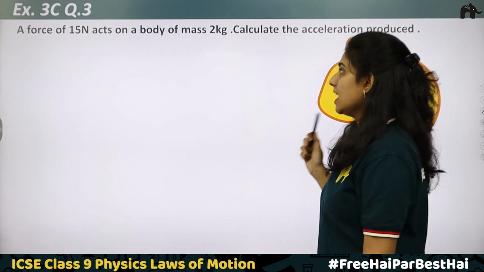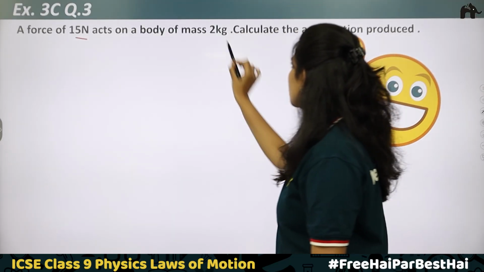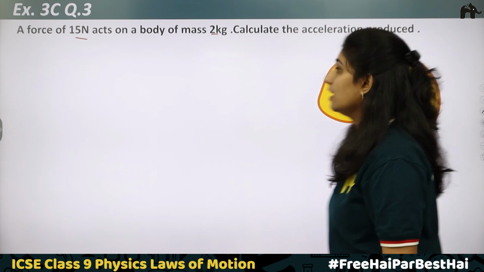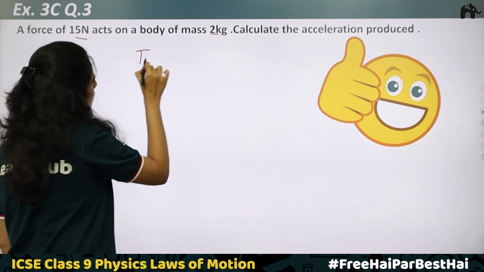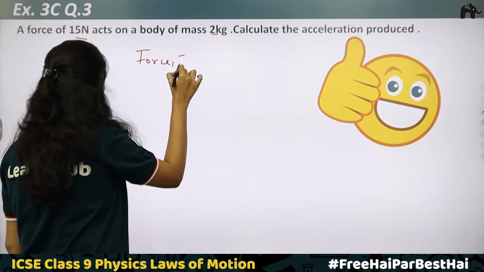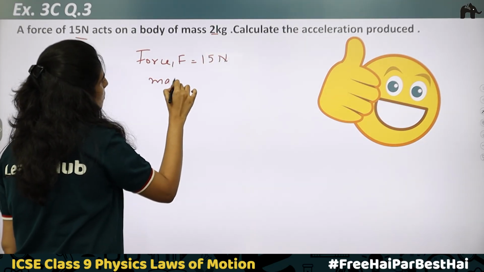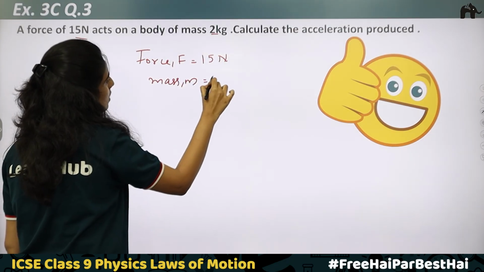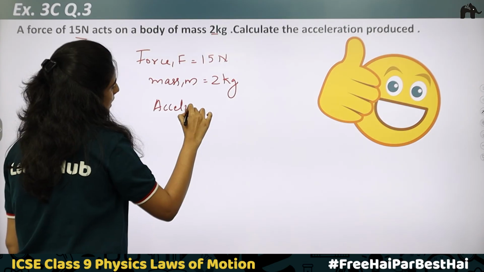Question 3 of exercise 3C. A force of 15 Newton acts on a body of mass 2 kg. Calculate acceleration produced. Here we are given the force. Force F is equal to 15 Newton. Mass of the body is given. Mass M is equal to 2 kilogram. We have to find the acceleration.